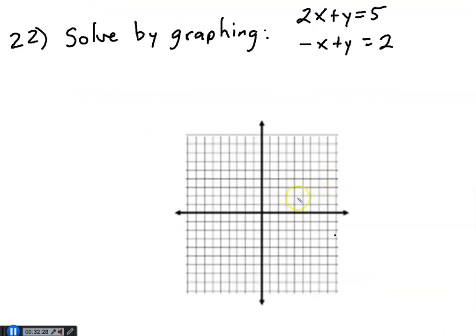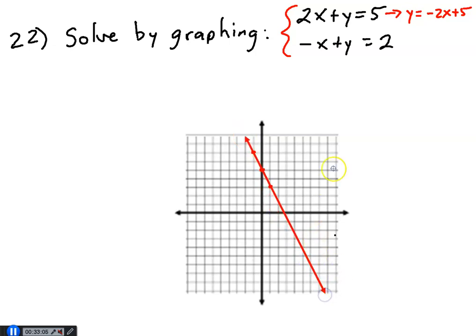All right, so 22, we have this system of 2 linear equations, and we're told to use the graphing method. So I'll just do this top one in red. So I need to solve it for y first. Y is equal to negative 2x plus 5. So we start with a y-intercept of 5. And we have a slope of negative 2. So down 2, right 1, up 2, left 1. We get our straight edge, and we draw this line.